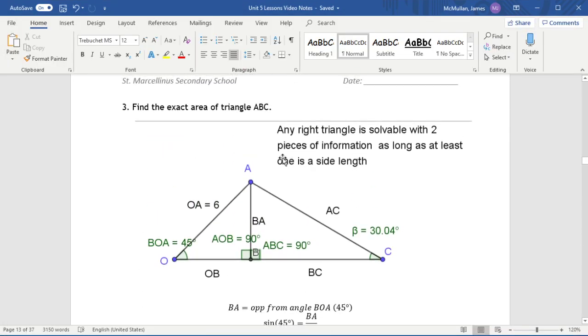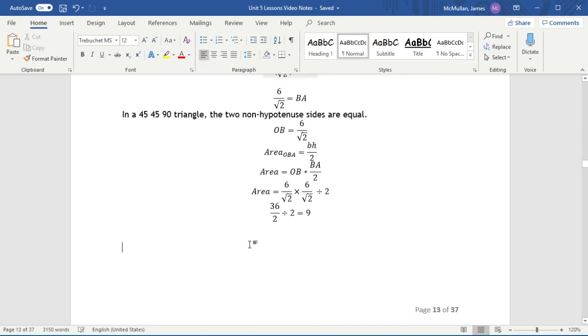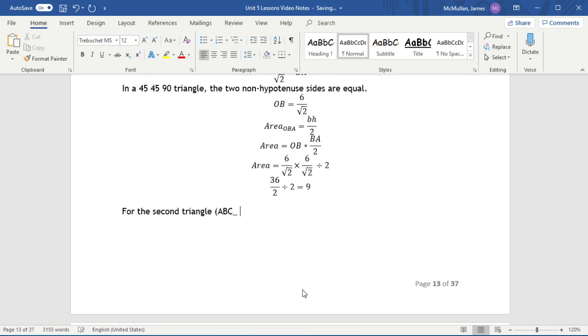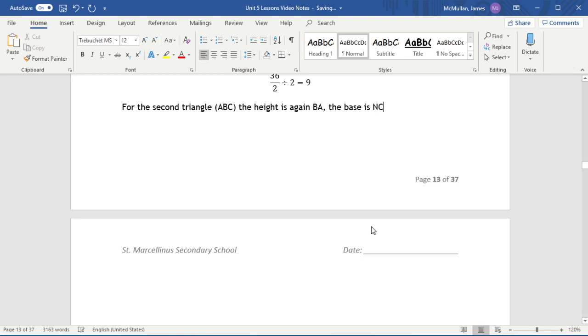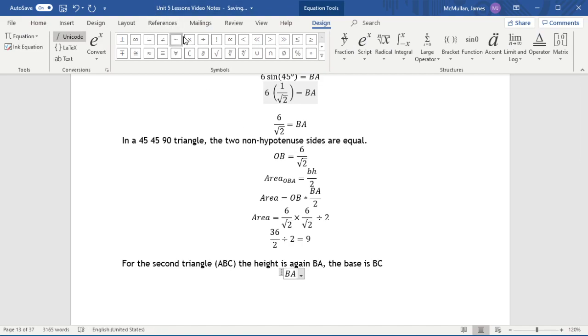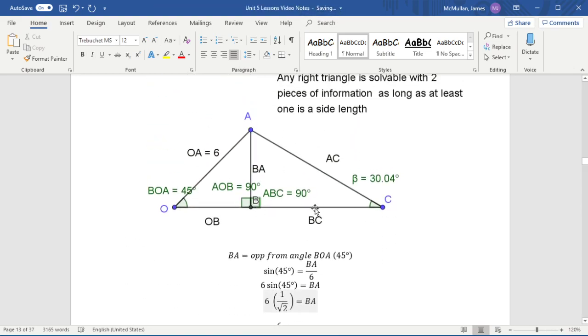Now let's talk about the triangle on the right. For the triangle on the right, we know that the height is BA. So for the second triangle, which I've called ABC, the height is again BA. The base is BC. Okay, so what do I want to do here? I want to go BA times BC divided by 2. Now, I can't quite jump to that right away, so let's go area ABC equals. I can't jump to that right away because I don't actually know BC.